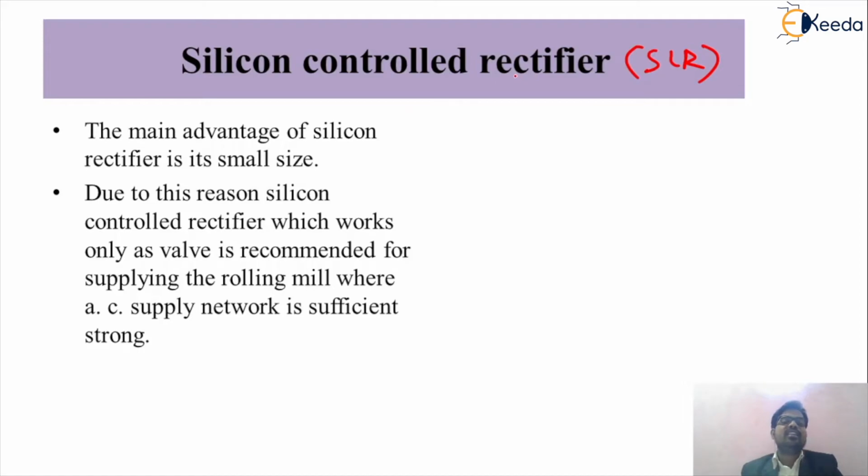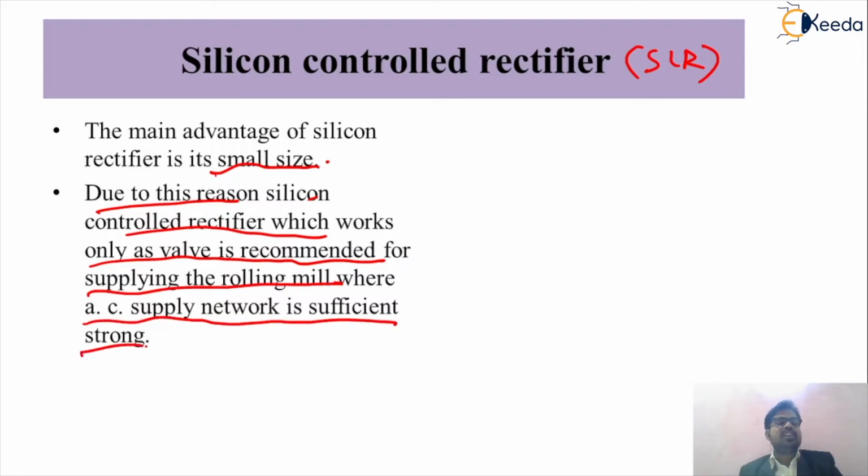The main advantage of the silicon controlled rectifier is that it is available in a smaller size, because while the grid controlled mercury arc rectifier is very large, the size of the silicon controlled rectifier is very small. That's why after 1970 we prefer this type of rectifier circuit. The silicon controlled rectifier is recommended for supplying the rolling mill where the AC supply network is sufficiently strong, because we have to control the AC supply converting to the DC supply, so that device is treated as a rectifier.